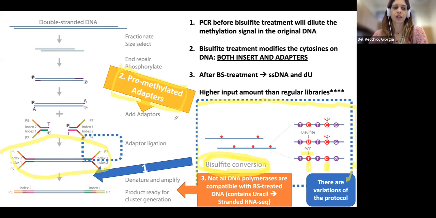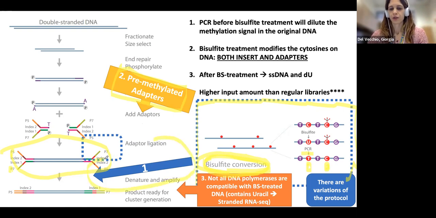And this is because, as we saw yesterday, we also have the P5 and P7 information. So these regions here are important for the capture of our fragment on the Illumina flow cell. So if the sequence is altered somehow by the bisulfite conversion, we won't be able to sequence our sample. So we need pre-methylated adapters.